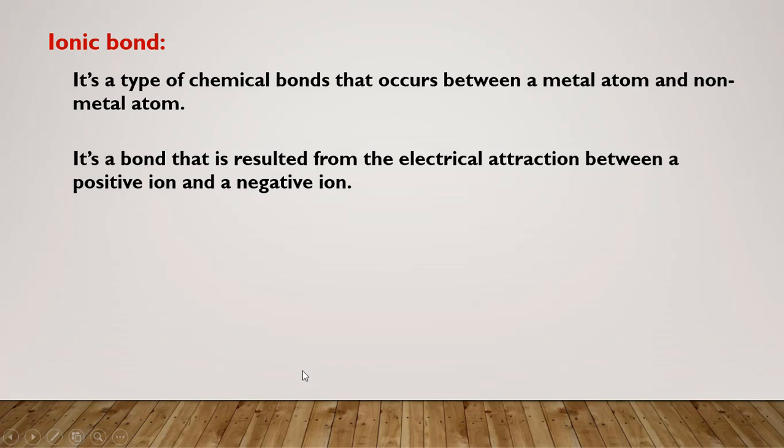First, let's talk about the ionic bond. The ionic bond is a type of chemical bond that occurs between a metal atom and a non-metal atom. A metal atom tends to form a positive ion. The non-metal atom tends to form a negative ion. So we have positive and negative ions, and between them we have electrical attraction. So the ionic bond is a bond that results from the electrical attraction between a positive ion and a negative ion.